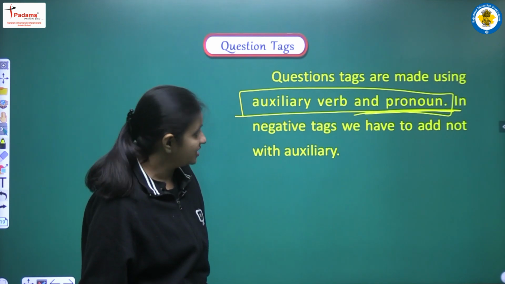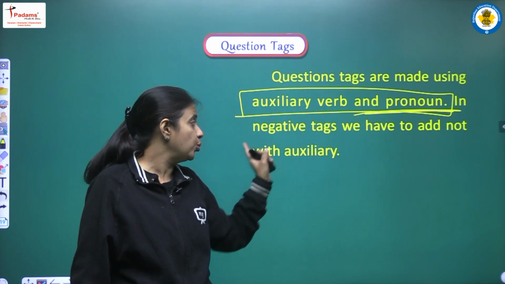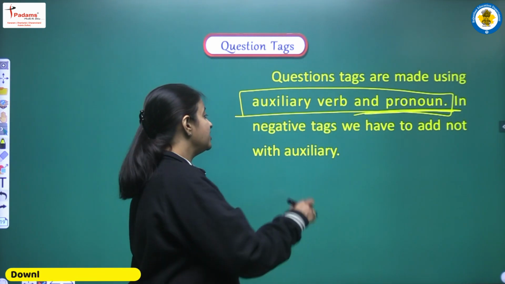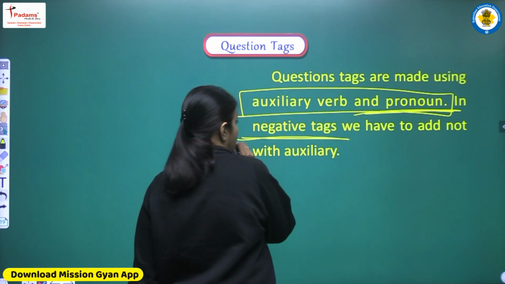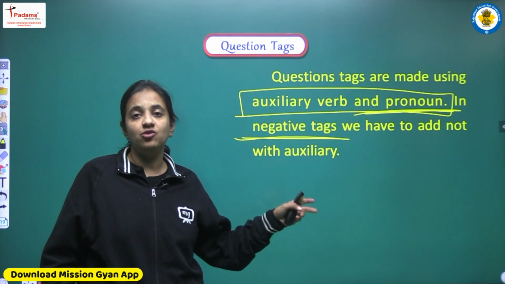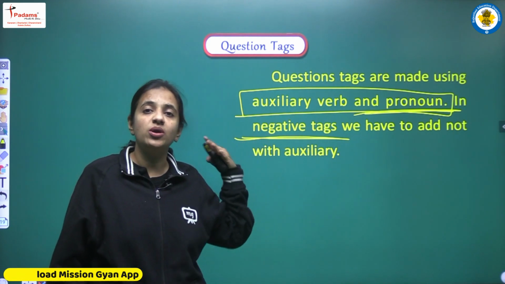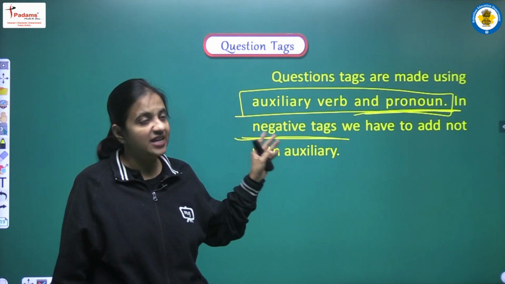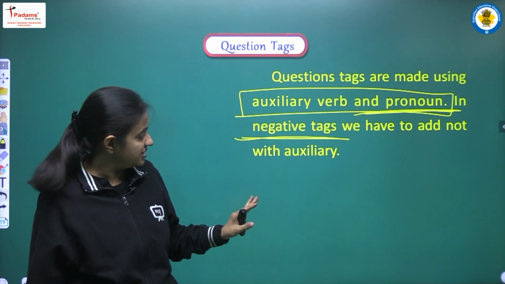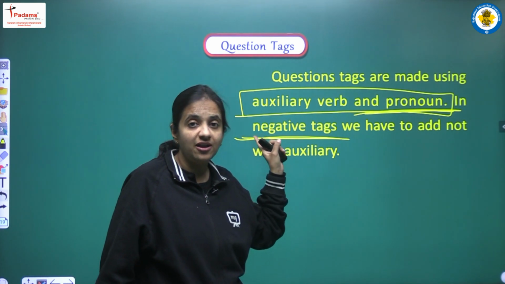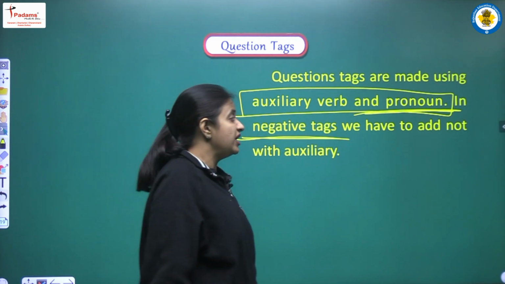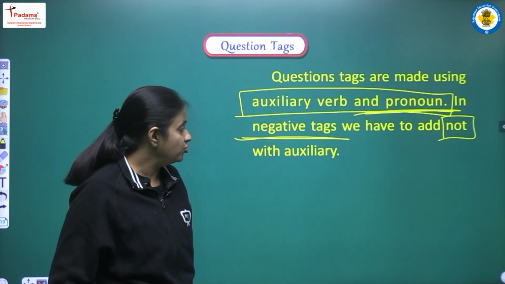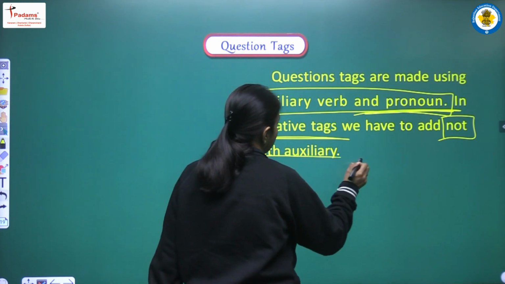In negative tag, we have to add not with the auxiliary verb. And yet another important thing: if we are having a negative tag, we will discuss in much more detail further how and when we have to make a negative tag. But right now, just to understand this, when we are having a negative tag, we have to add not also, with the auxiliary verb.